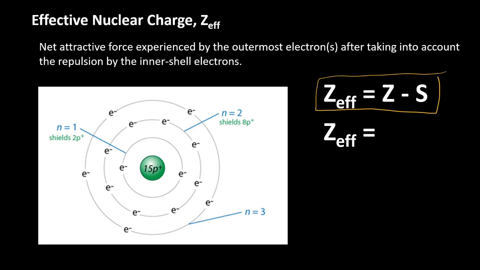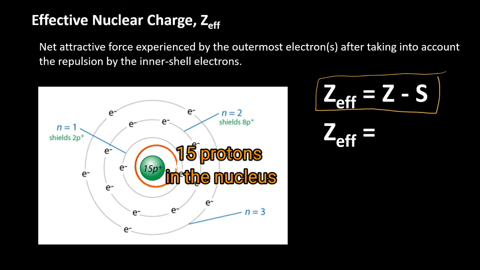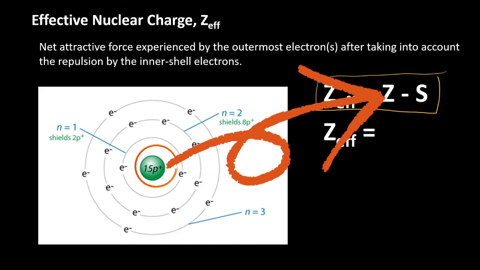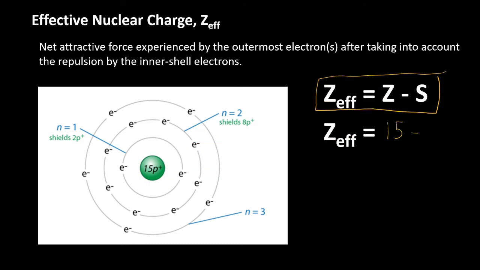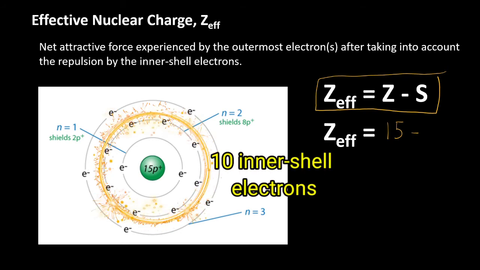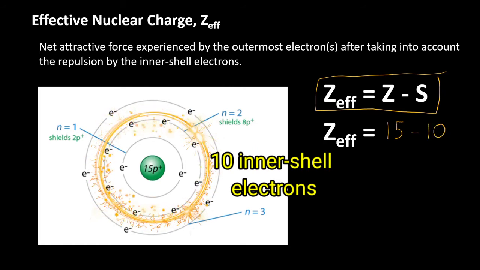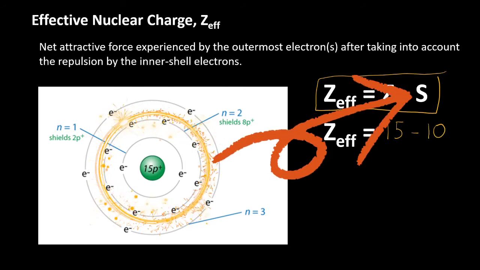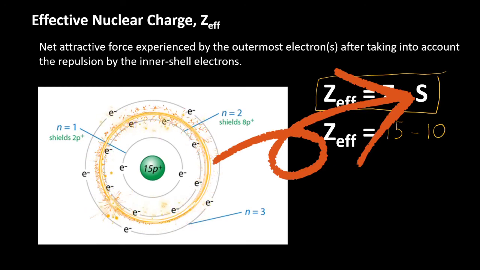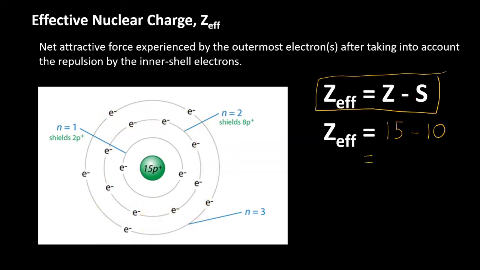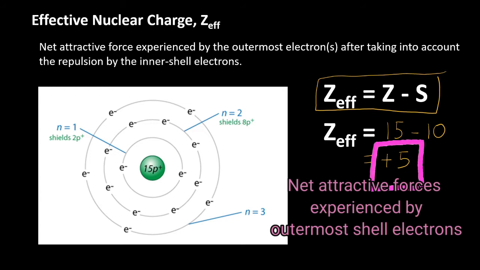For example, for this element, there are 15 protons in the nucleus, and those 15 protons represent the nuclear charge of the element. And for this atom, there are 10 inner shell's electrons, and those 10 electrons represent the shielding effect on the outermost shell's electron. 15 minus 10 will give us positive 5. So basically, this positive 5 refers to the net attractive force that is experienced by the outermost shell's electrons.